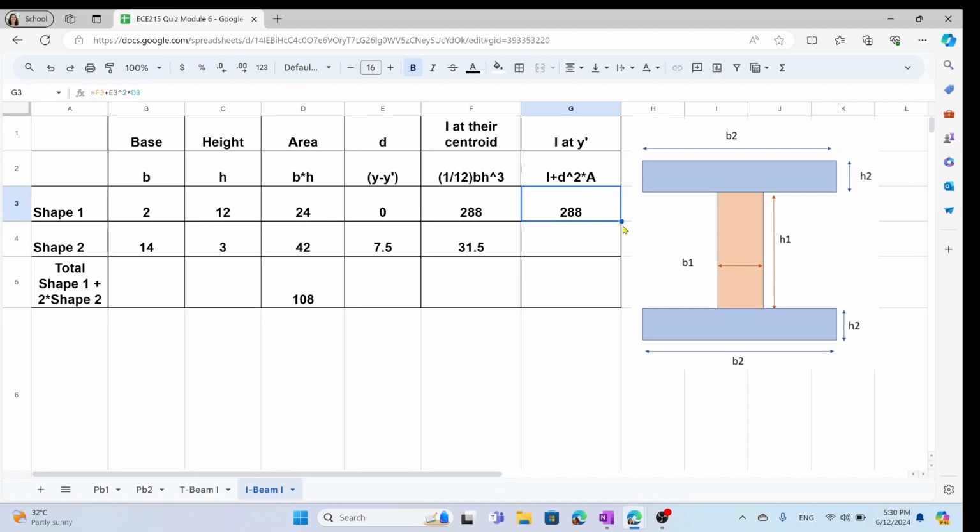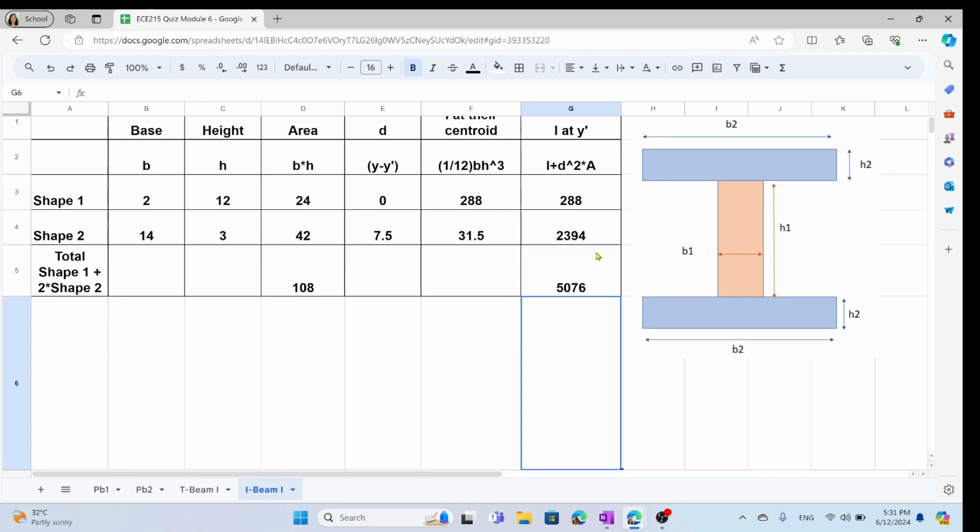Enter. So this one is the same because the distance is the same. And this one, 2,394. See how increasing the offset from the centroid increases the mass moment of inertia by a lot. That's the area. And now I found the total, so that will be the I from the pink rectangle plus 2 times the blue rectangle.